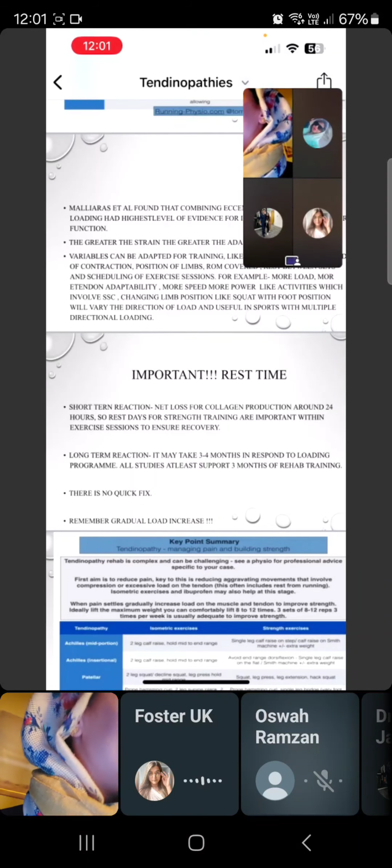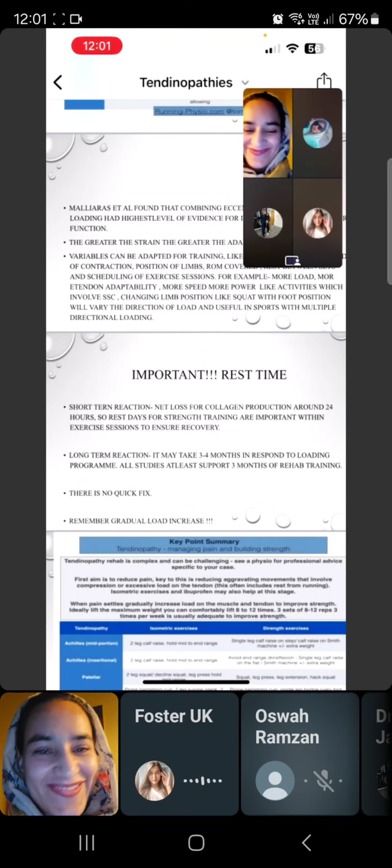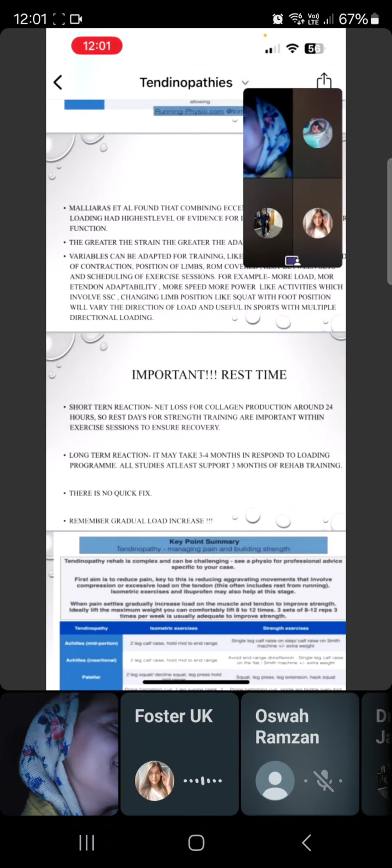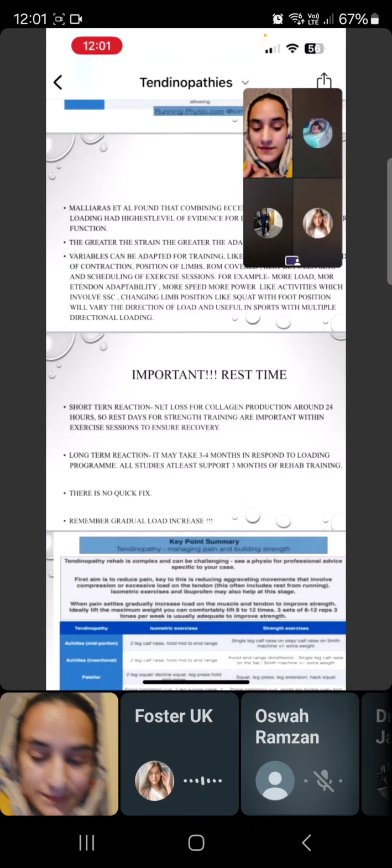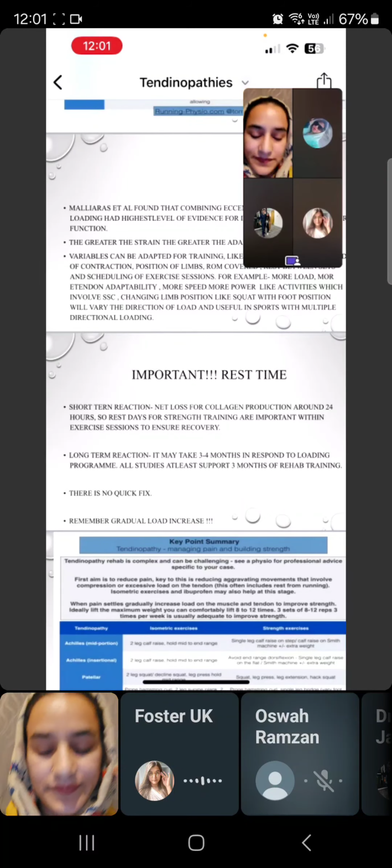So 24-hour time for the rest. Now the long-term reaction may take 3 to 4 months in response to loading programs. So what's the gold standard time? About 12 weeks, 3 to 4 months. All studies at least support 3 months of rehab training.